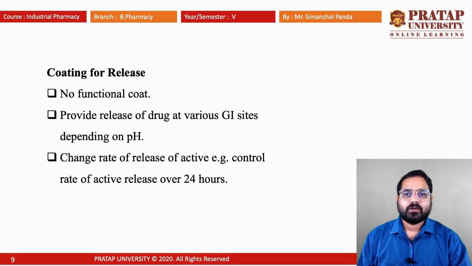So, coating for release: a functional coat provides release of the drug at various GI sites depending on pH. As we told, there are different types of tablets whose release rate can also be changed. If we want to go for enteric coating, we can make a film coating with phthalate ions. So, at a particular pH it will come in contact and release the drug slowly and it will act in the intestine. It will not degrade in the acidic pH range. So, we can improve the release time and the action of the drug at different pH levels.